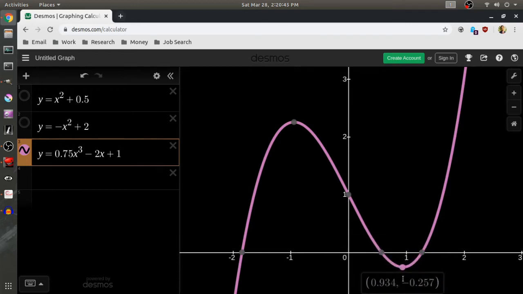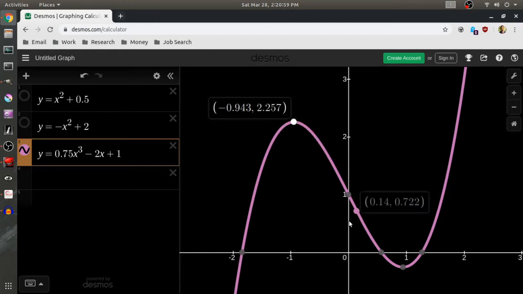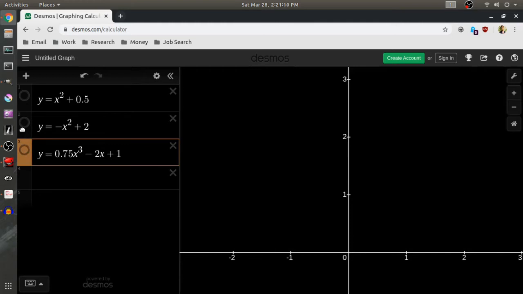So notice, this is not the lowest point on the graph of the function. I have lower points over here, and this is not the highest point on the graph of this function. I have higher points over here. But nearby, this is the highest point, and nearby, this is the lowest point. This motivates the idea of a local minimum or a local maximum, as opposed to, say, a global or absolute minimum and a global or absolute maximum.